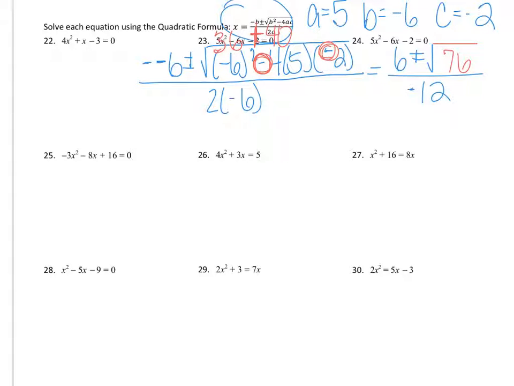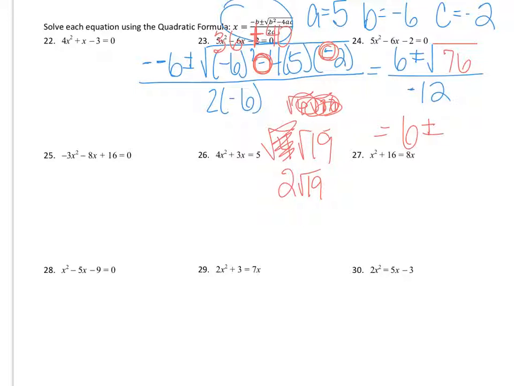And 76 might be divisible by 4. Let me check and see if we can reduce this at all. 76 is divisible by 4 19 times, so I can say that that's radical 4 times radical 19. And radical 4 is 2, so this is really 2 radical 19. It's 6 plus or minus 2 radical 19 over negative 12.